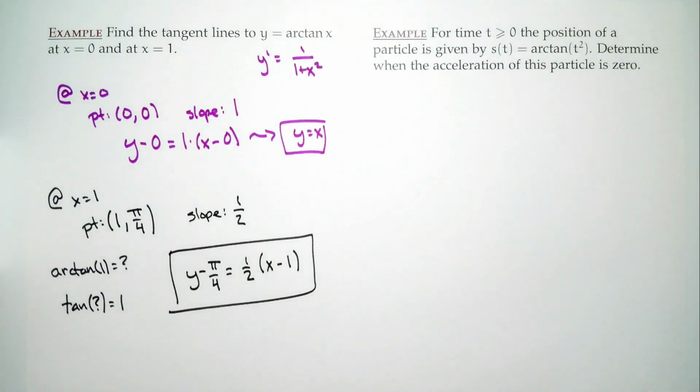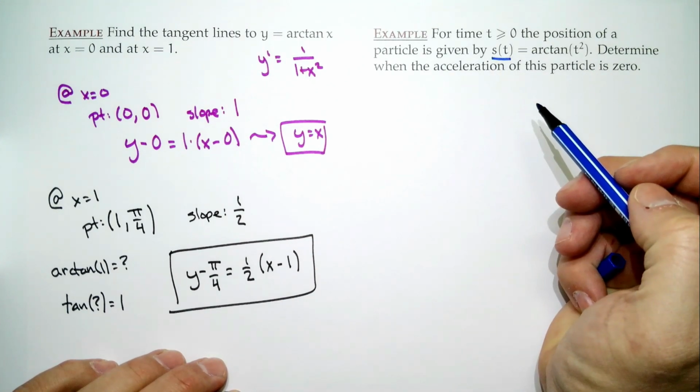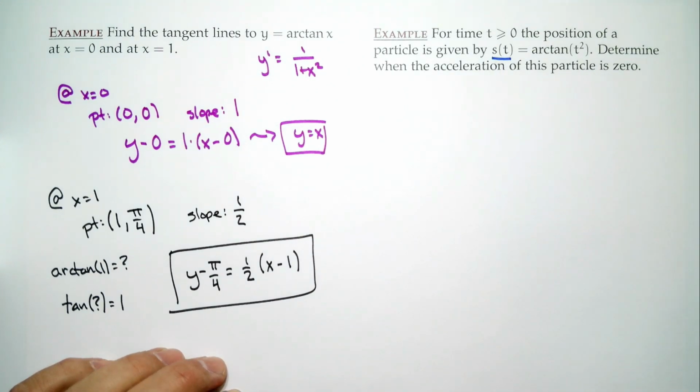All right, let's do another example. For time t greater than or equal to 0, the position of a particle is given by s of t equals arctangent of t squared. Determine when the acceleration of this particle is 0. So how do we go from position to acceleration? Second derivative. Because if you take one derivative of position, you get velocity. If we take a derivative of velocity, we get acceleration. That means we're 2 steps away.